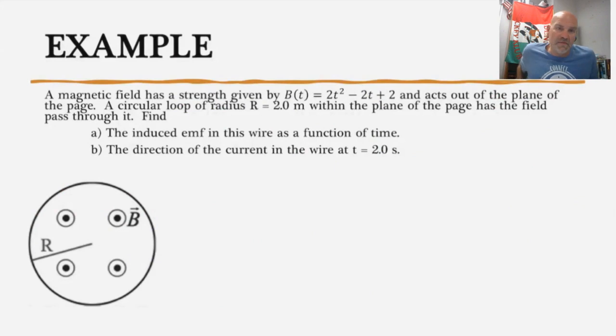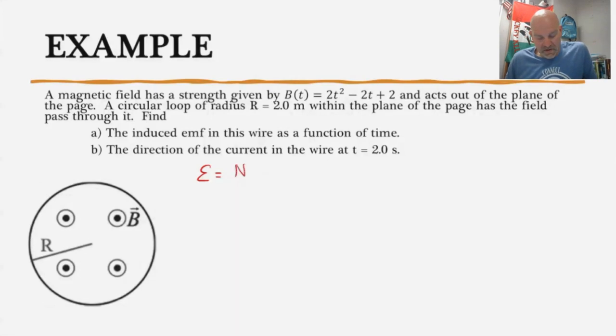And so here we've got a magnetic field whose strength is given by B of t equals 2t squared minus 2t plus 2, acting out of the plane of the page. A circular loop of radius r, which is 2 meters, within the page, has the field pass through it. So we're going to find the induced EMF in the wire as a function of time, and then we're going to find the direction of the current in the wire at 2 seconds.